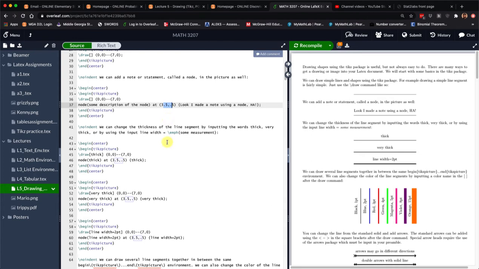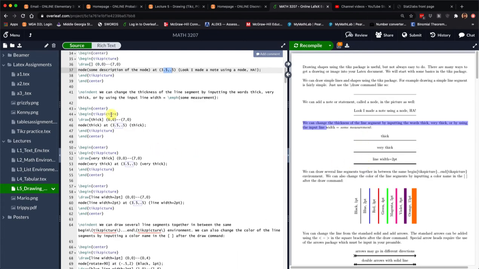We can also change the thickness of our lines, which is what I've done in the next little segment after this sentence here. We can change the thickness of the line segment by inputting the words thick, very thick, or using the line width equals some measurement. I did all three of these in different TikZ pictures. The first one I centered again between begin and end center, and began and ended my TikZ picture.